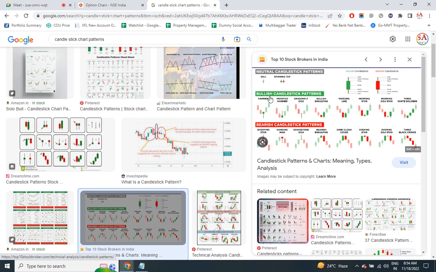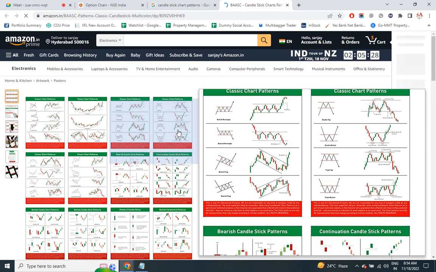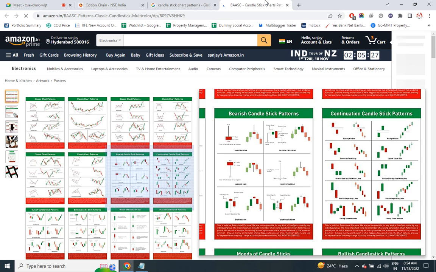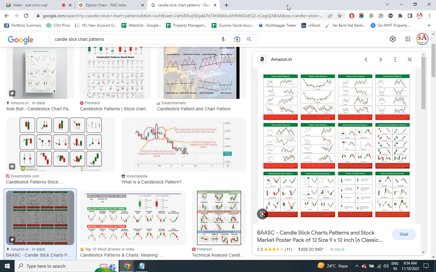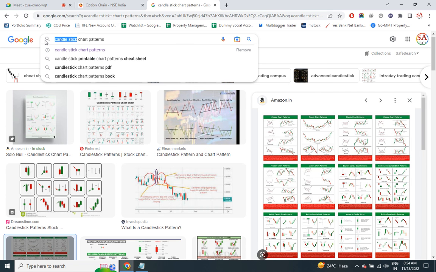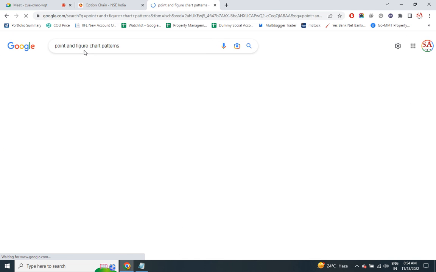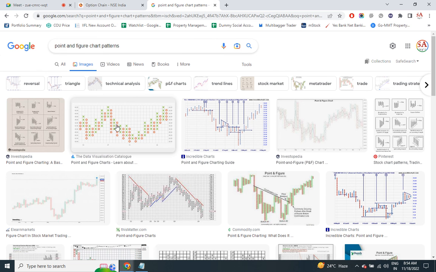You know what bullish is? That means expecting the price to rise. Bearish is expecting the price to fall. Within that there are various names given: ascending triangle, descending triangle, and all that. All that we'll be learning. And then you have the point and figure chart. So OXO, that's how this marking will be done.